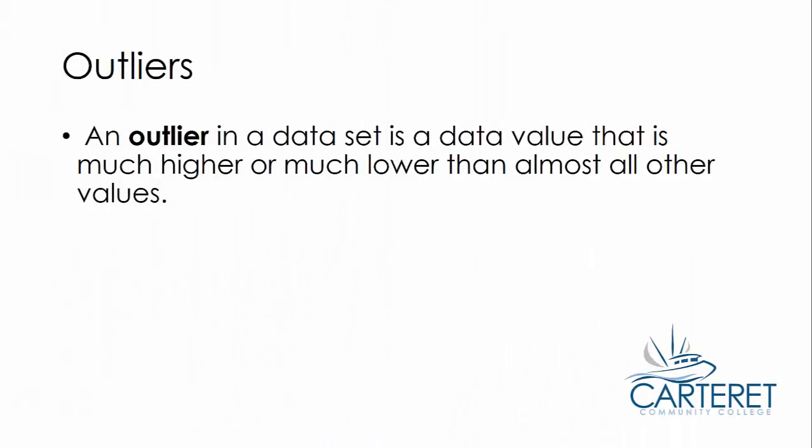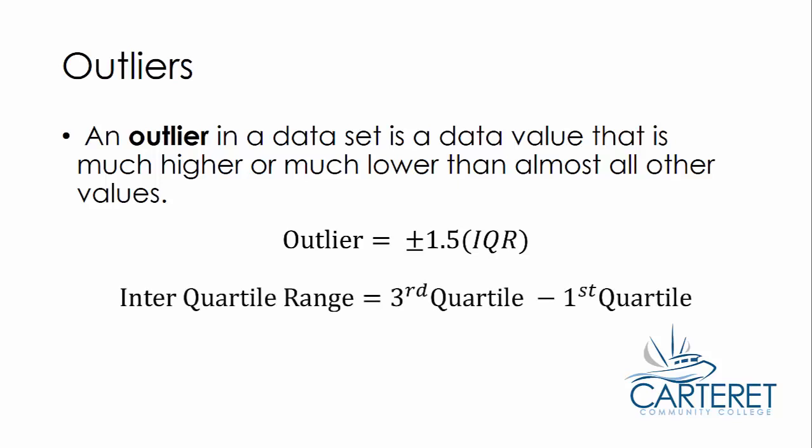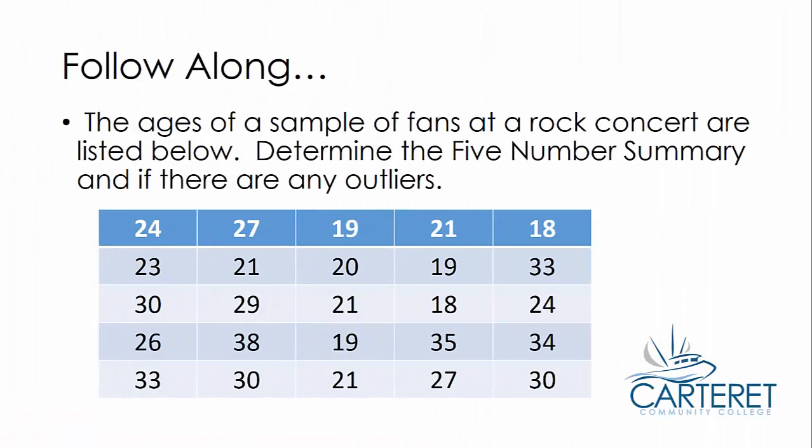Once again, an outlier in a data set is a data value that is much higher or much lower than almost all other values. So how do we calculate an outlier? An outlier can be calculated as 1.5 times the IQR, or the interquartile range. To find the interquartile range, we subtract the first quartile from the third quartile. Let's take a look at an example. The ages of a sample of fans at a rock concert are listed below. Determine the 5-number summary and if there are any outliers.